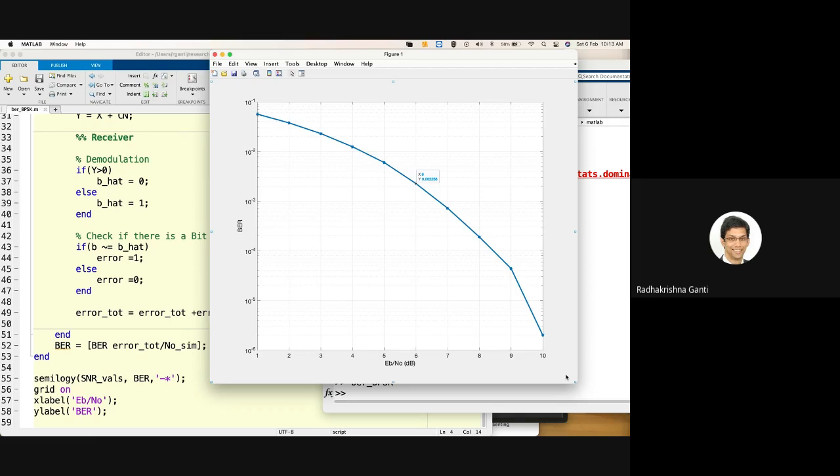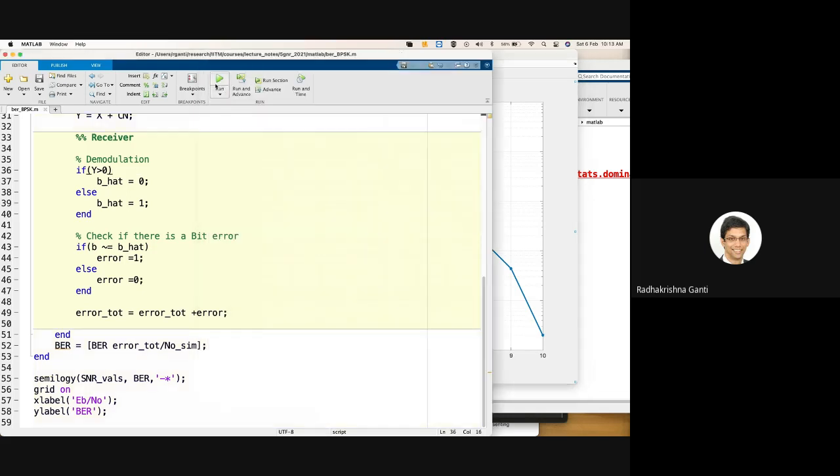Is this fine? Sir, did you get this curve from simulation or from the formula? Simulation. I just ran my MATLAB code. I just put a run.